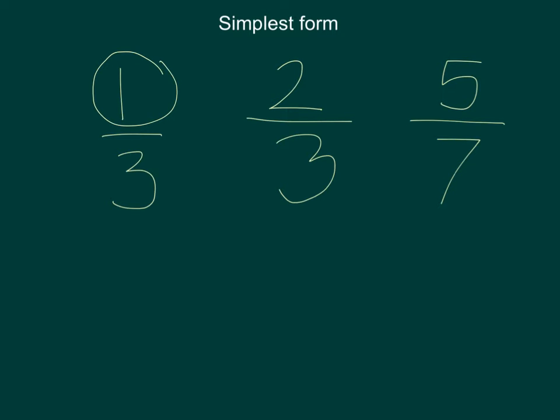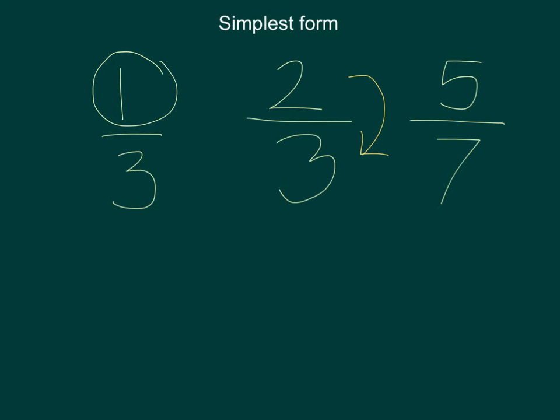Another way to remember is if there's one number difference between the numerator and the denominator. 2 and 3 have just one number separating them, so that would be simplest form. 5/6 would be simplest form. 7/8 would be simplest form.